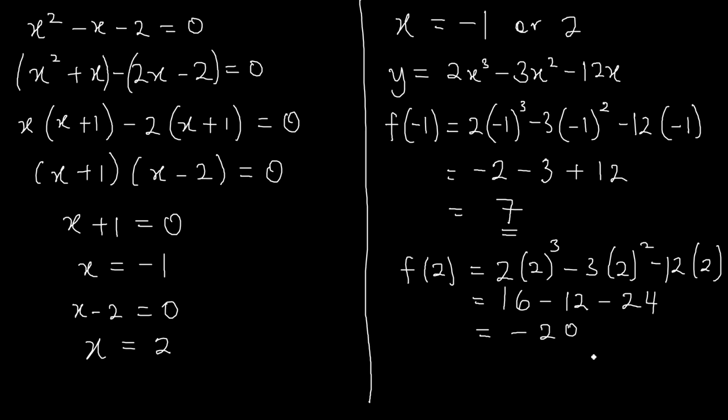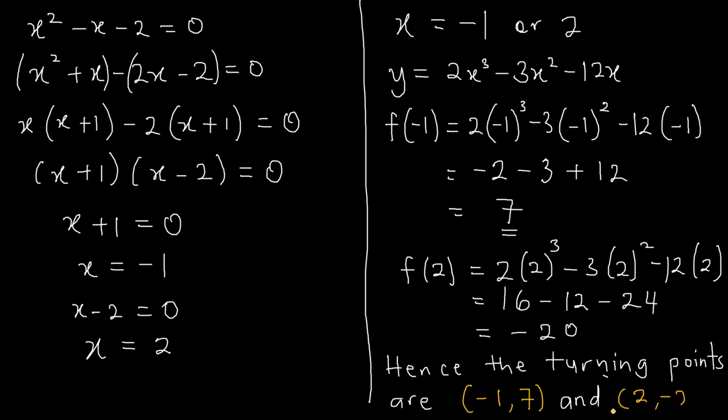So that's what we've gotten so far. Interesting. So what that means is that the turning points are negative 1, 7, and positive 2, negative 20. So let's write that out. Great job. So far, we've done an excellent job to determine what the turning points are. We can now move on to check the nature of these points to see which of them is actually the minimum point and which of them is the maximum point.